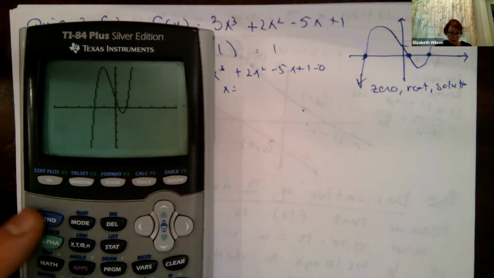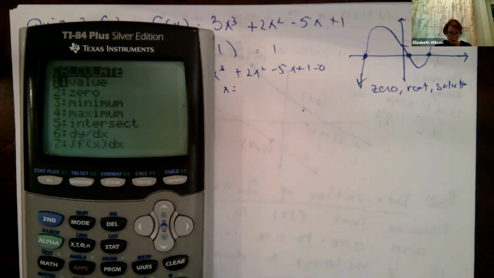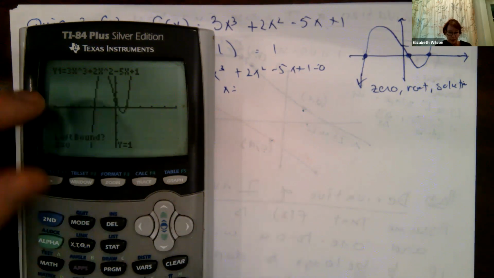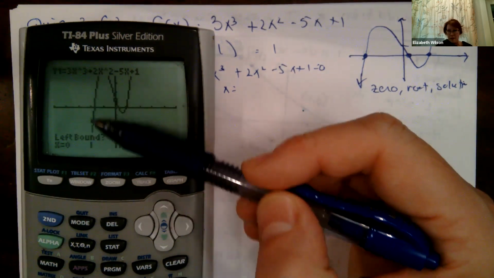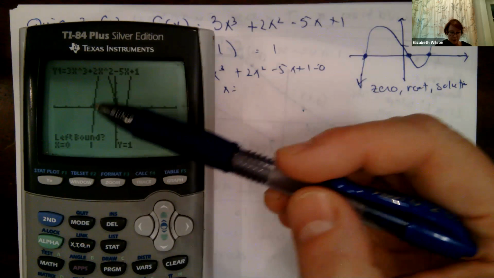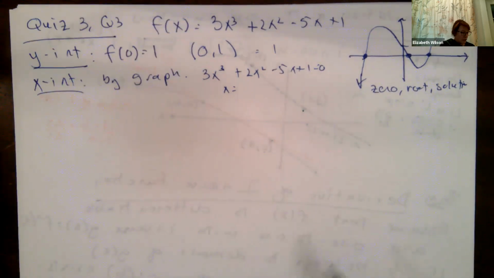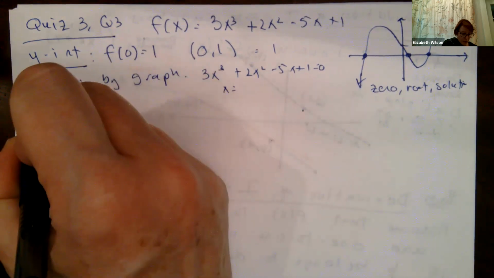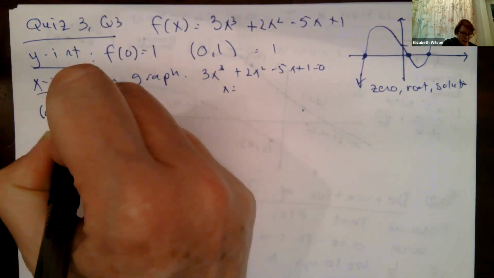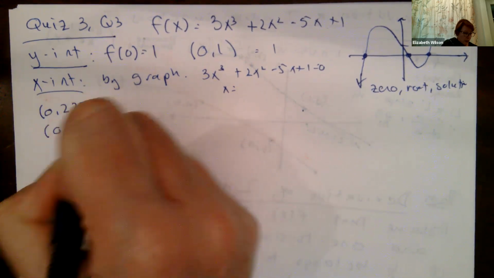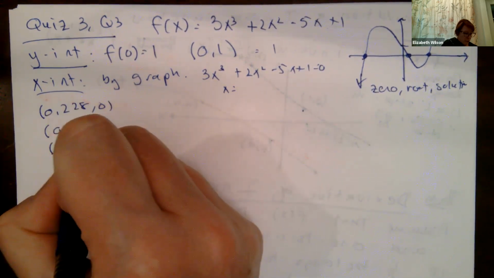On my graphing calculator, I've got a zero function. I can just plug it in, tell it where to click, and it tells me my zero crossings. It's a little cumbersome on my old calculator. I had to tell it 3 times. But I'll get these different values here. So my x-intercepts are 0.228, 0, 0.842, 0, and minus 1.74, 0.